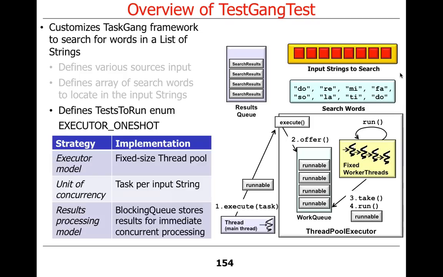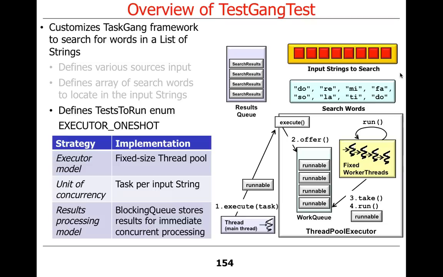We've got the input strings to search, which in this case, the color red here just means these are the things that are actually going to run concurrently. So some number of these things will run concurrently, which is a factor of the number of threads that are in this fixed size thread pool. So this is a thread pool executor. It's got a fixed set of worker threads, let's say 4, just for sake of argument, which means up to 4 inputs can be running at the same time.